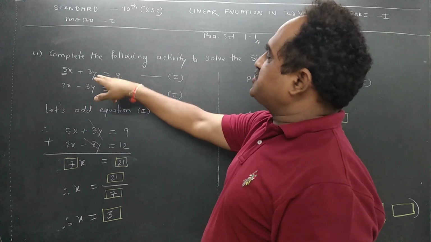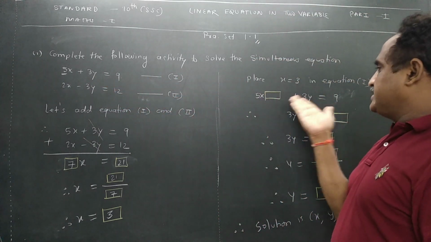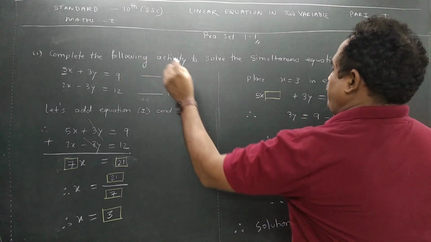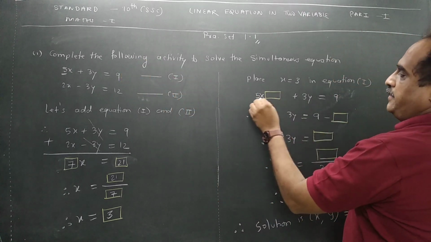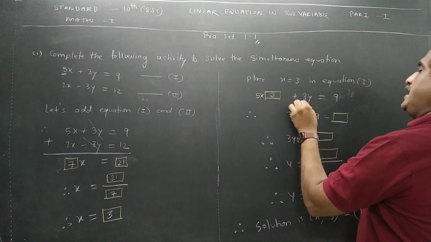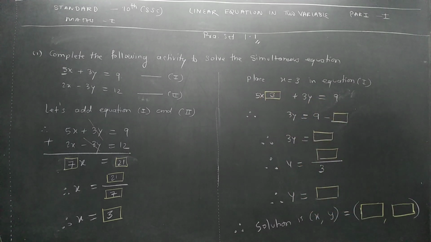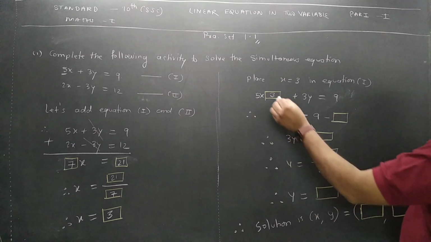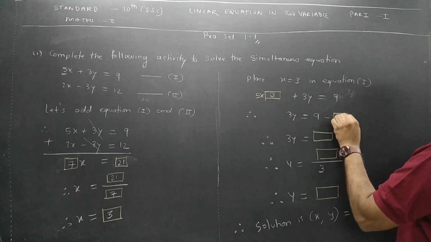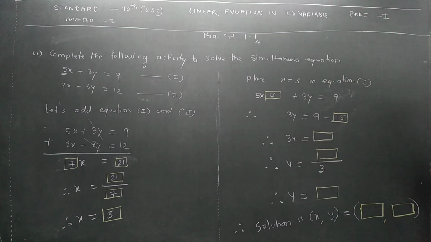They are substituted in the first equation, so you have to follow, because this is an activity, so we have to follow them. So what is equation 1? 5x plus 3y is equal to 9. So what are we going to do? 5 into 3 plus 3y is equal to 9. So what will be there then? 5 into 3 is 15. It becomes minus 15 now.